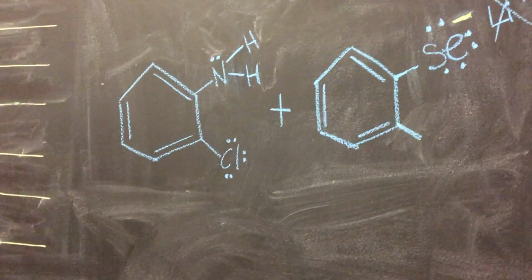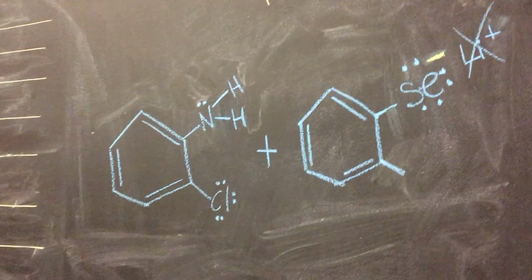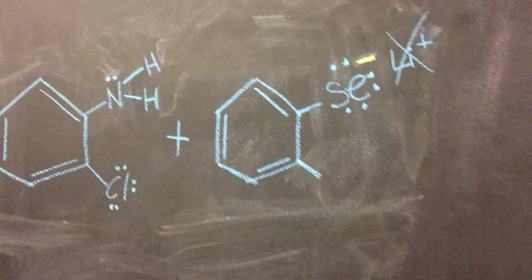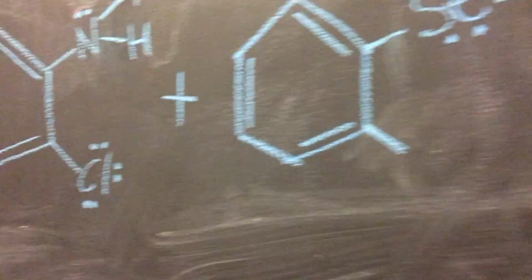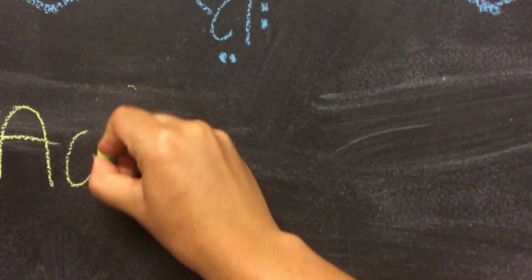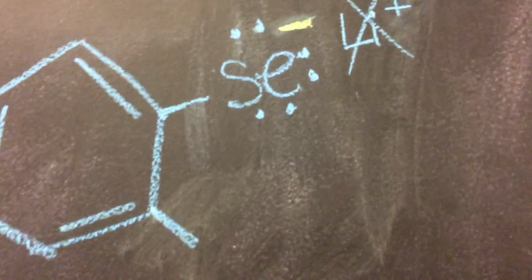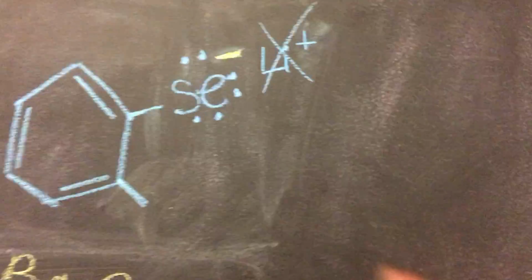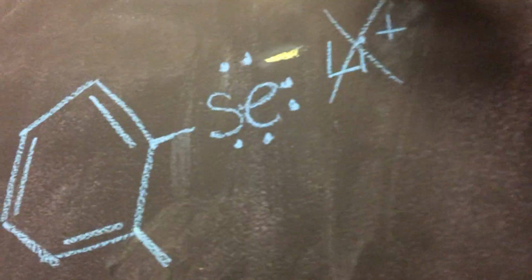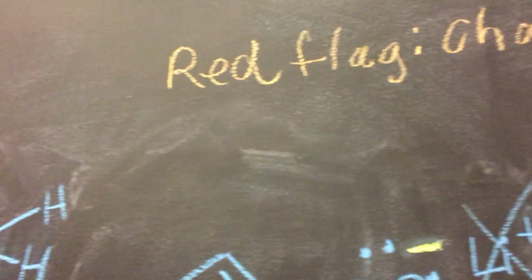Alright, so this is the problem from the worksheet. And the first question is to label the acid and the base. So I can see that this one's going to be the acid and this one will be the base. Something that stood out to me was this charge right here. In class we learned that that's a red flag, to always look at charge.